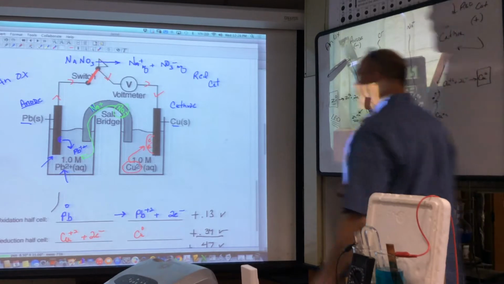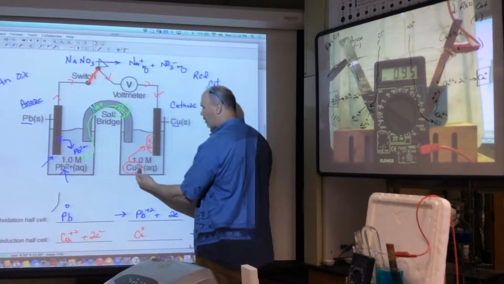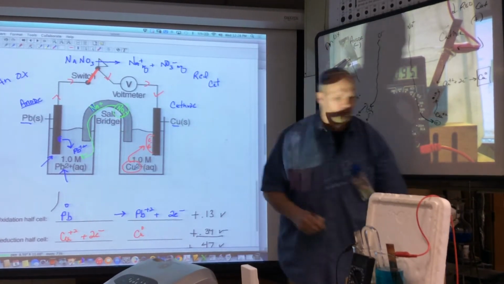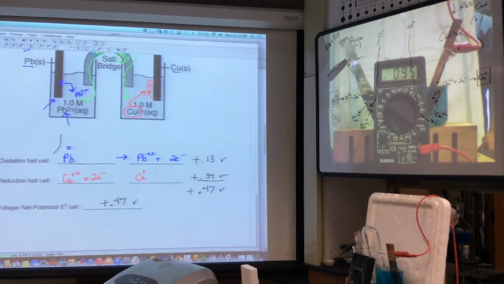What about my reduction half cell? Copper plus 2 is gaining electrons here. We're losing the plus 2, so this is getting negative. So the positive ion rushes down. All of this you're held accountable for. And that makes our battery work. Okay? Now, notice the voltage here is 0.47. What was the voltage here? 1.1.